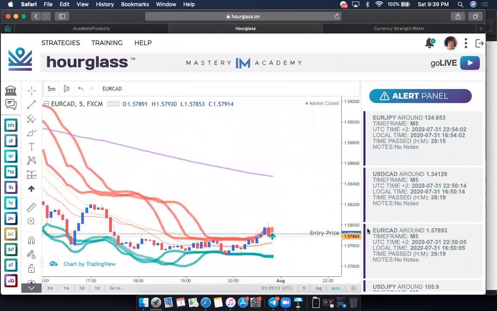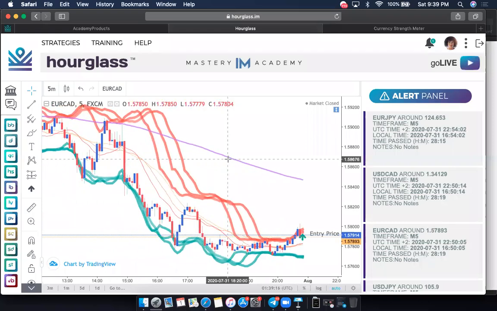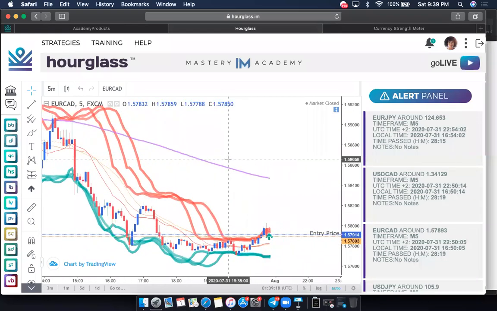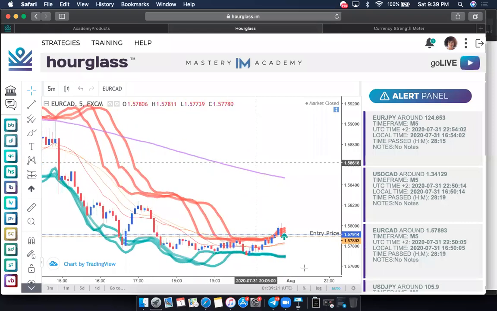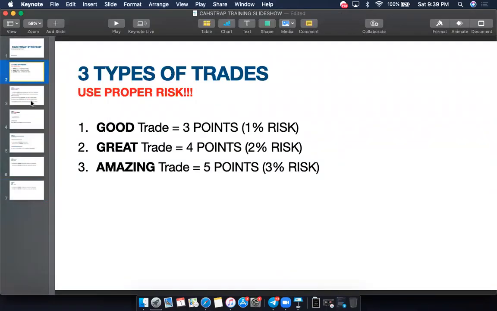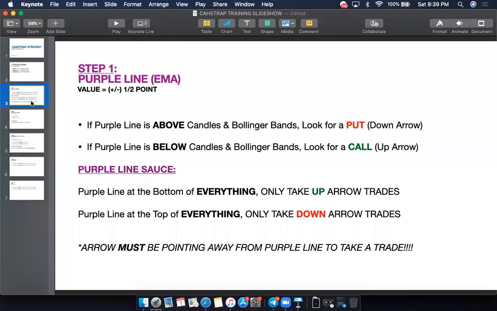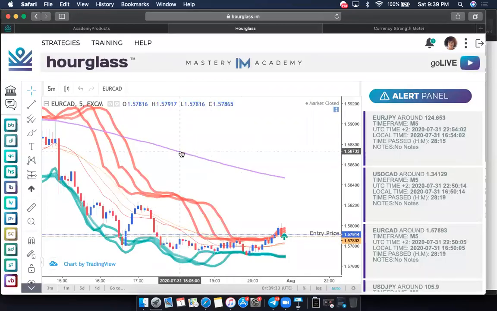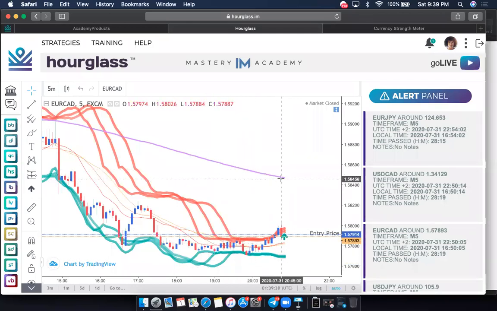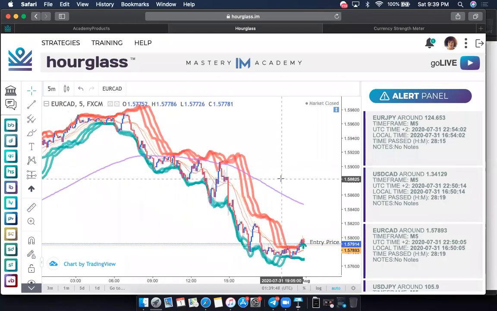Let's take a look at Eurocad. If I just opened up my chart and I saw this trade, I'm going to go back to step one. And the more you do this, the faster it's going to be in your mind. So step one is the purple line. Identify where the purple line is at. The purple line is at the top of everything. See the Bollinger Bands? It's on top of everything. So that means I'm only looking for down arrows, only looking for puts, because it's on a downtrend.